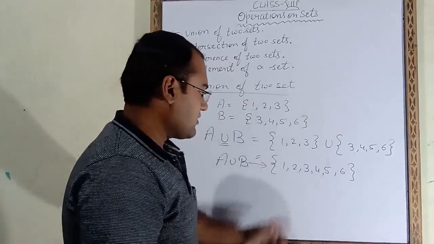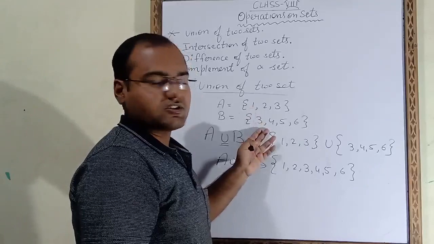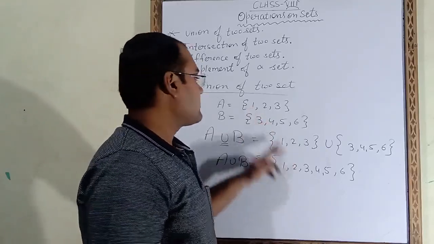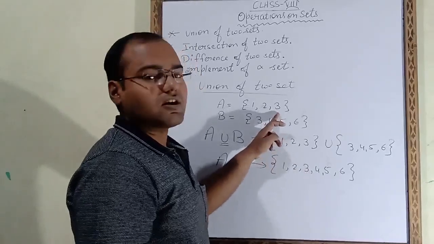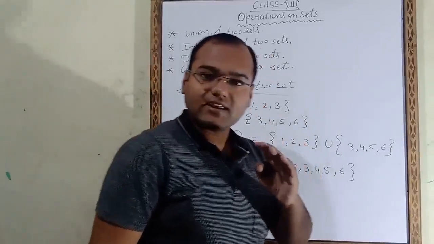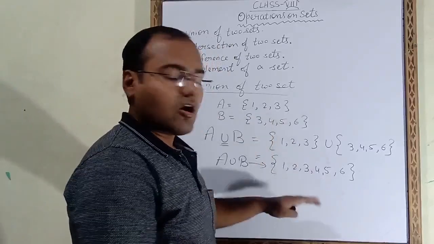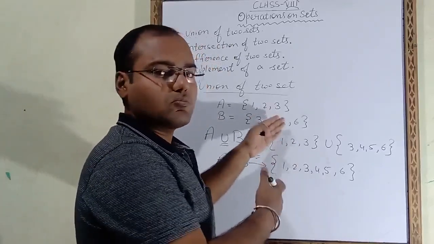Now you can check it. 1 is coming in either set A or set B. So here it is coming in A. 2 is also coming in either A or B. In A it is coming. 3 also is coming in either A or B. 3 is coming in both. So what is the definition of union? It is a set in which all the elements belong to either set A or set B, or those elements belong to both the sets.